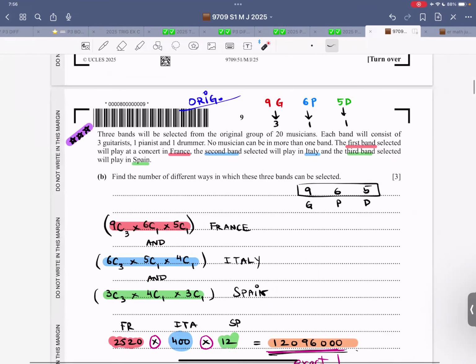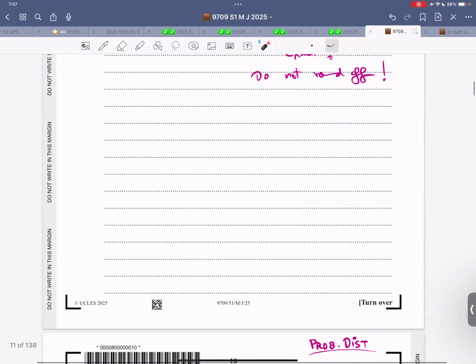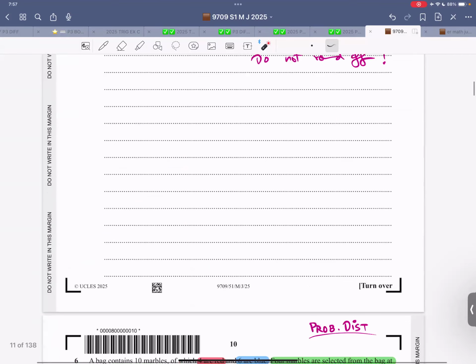And this 9C3 becomes 6C3 because 9 minus 3 is 6. 6C3 becomes 3C3. Think like that. 6C1 becomes 5C1 becomes 4C1. And 5C1 becomes 4C1 becomes 3C1. France and Italy and Spain. So this will happen and this will happen and this will happen. So each answer written down separately, multiplied together. That's a big exact answer. Do not round off. So now this thing is done and dusted.